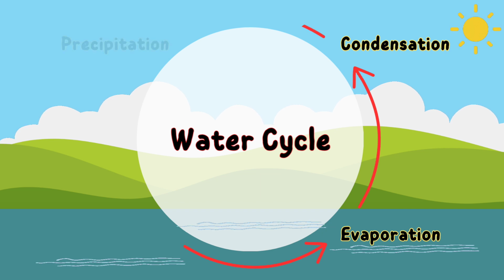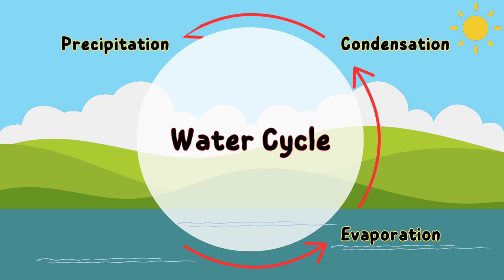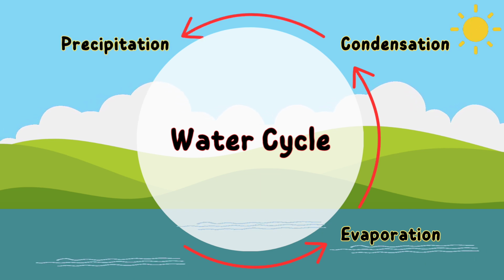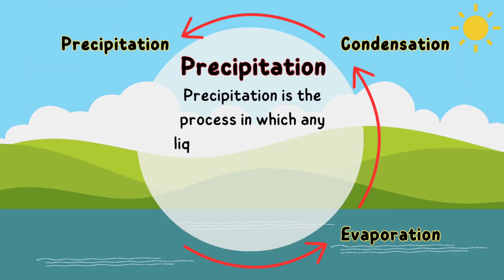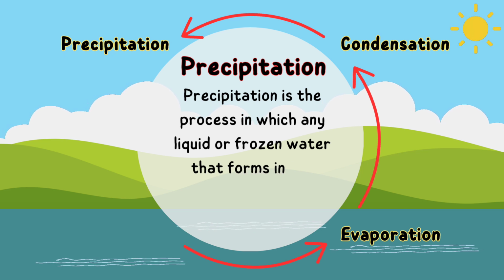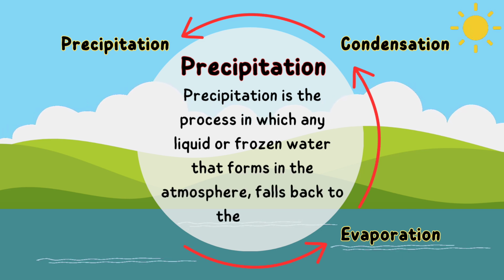After evaporation and condensation, the third step is the precipitation. Precipitation is the process in which any liquid or frozen water that forms in the atmosphere falls back to the Earth.